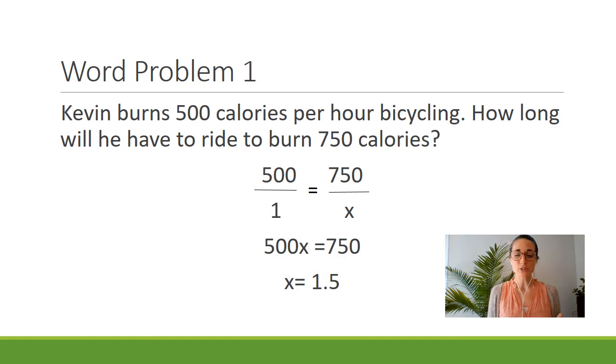So what I have to do to get the answer is cross multiply. So that means I multiply the 500 with the X and the 750 with the 1. Now it says 500X equals 750. So when I divide that out, because I'm multiplying 500 times X, I need to do the opposite. So I'll divide both sides by 500. That'll leave the X by itself, and 750 divided by 500 is 1.5.